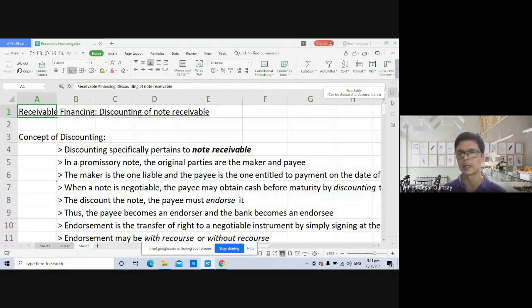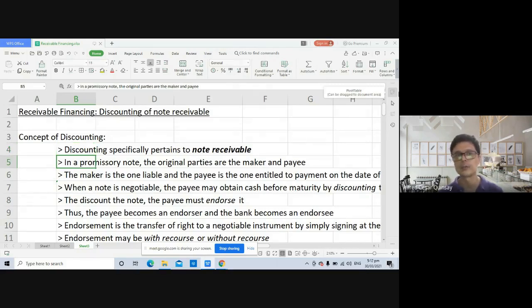So pag-usapan muna natin yung concept ng discounting. So normally naririnig natin yung discounting na yan, no? Kumbaga, the word itself, discount, parang may bawas, no? Okay, so ano ba itong discounting dito sa notes receivable? So, discounting specifically pertains to notes receivable when we talk about receivable financing. Hindi siya sa accounts receivable katulad nung tatlong nauna natin, yung sa pledge, yung assignment, saka yung factoring. Ito naman, yung discounting pertains to notes receivable.